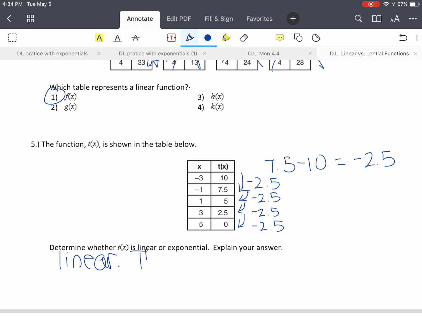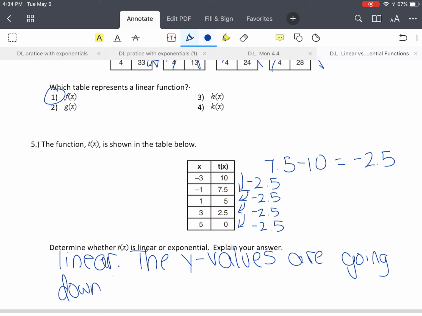And we can say the y values are, let's say, going down by 2.5 every time. Okay, very nice.